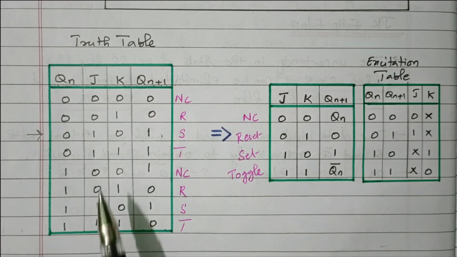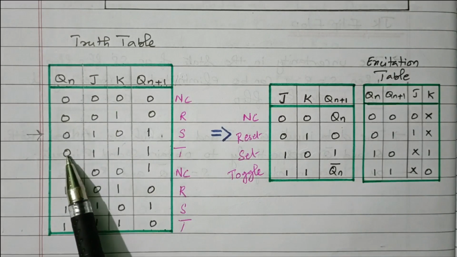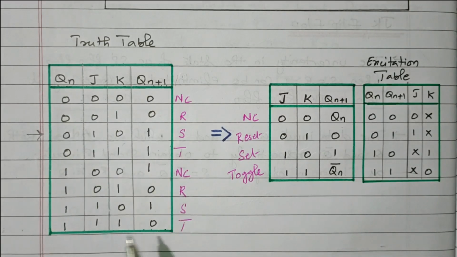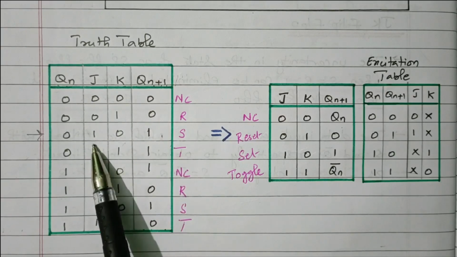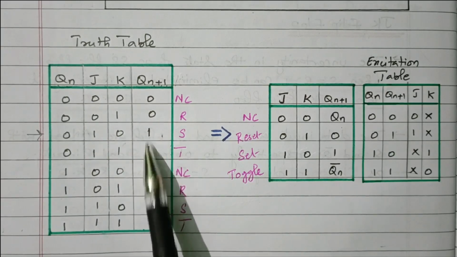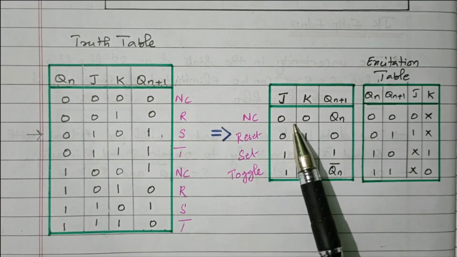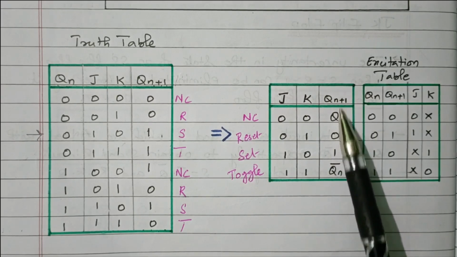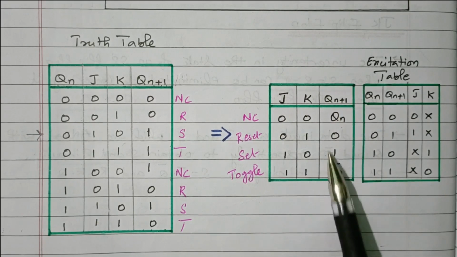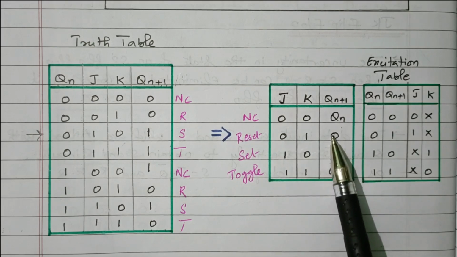Right? So very easy. Both are 0, no change. Both are 1, toggle. 0 means 1, 1 means 0. 0, 1 means reset. The output will be 0. 1, 0 means set. The output will be 1. So that is simplified and given here. 0, 0 means the next state is the previous state. Both are same. No change. 1, 1 means the next state is the complement of the previous state, Qn bar. 0 means 1, 1 means 0. 0, 1 means reset 0. 1, 0 means set.